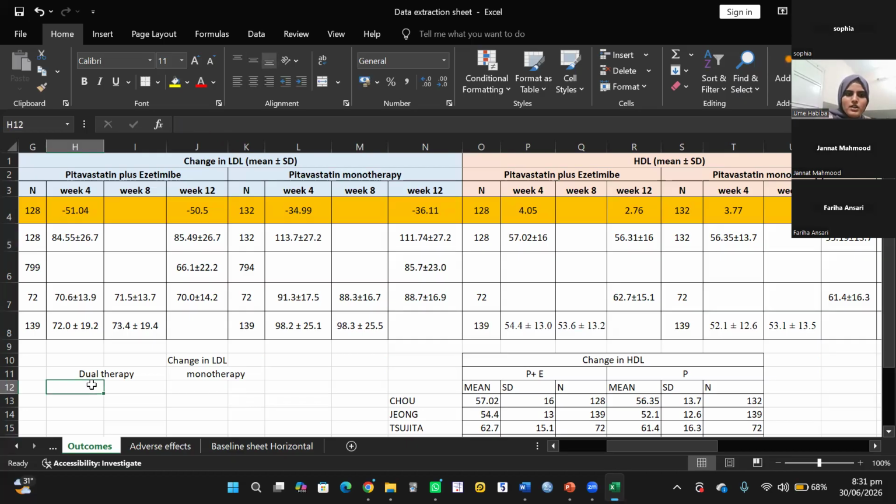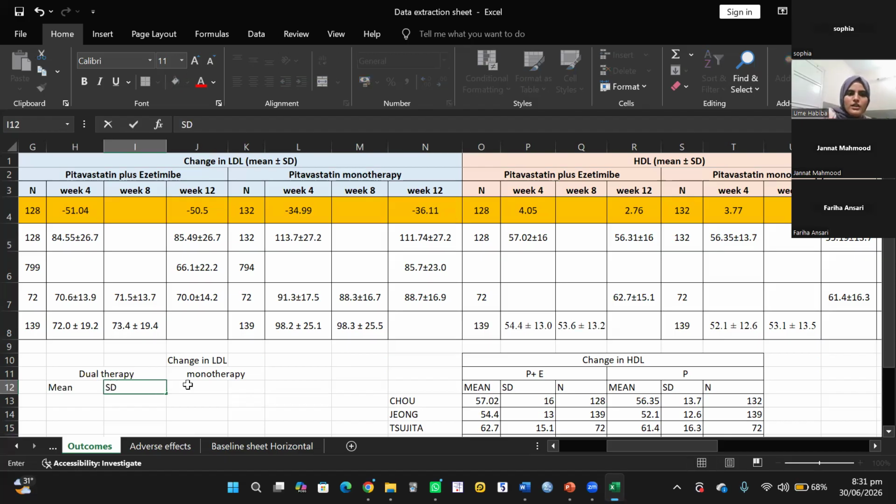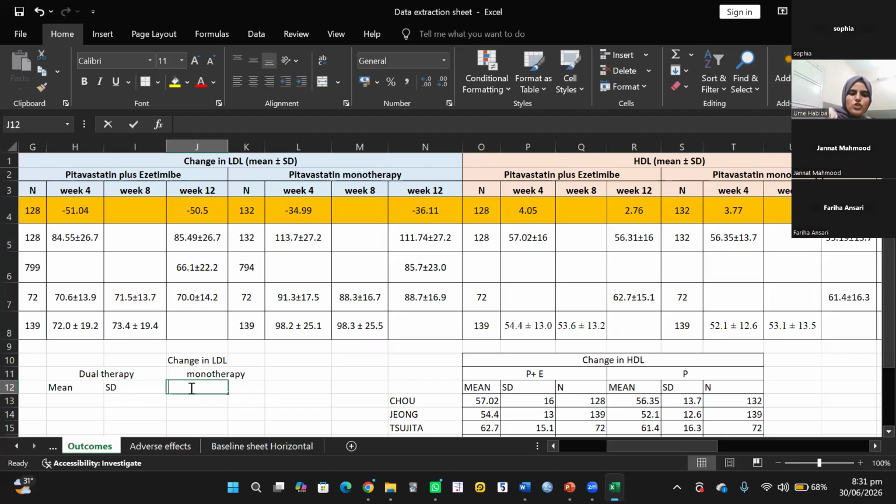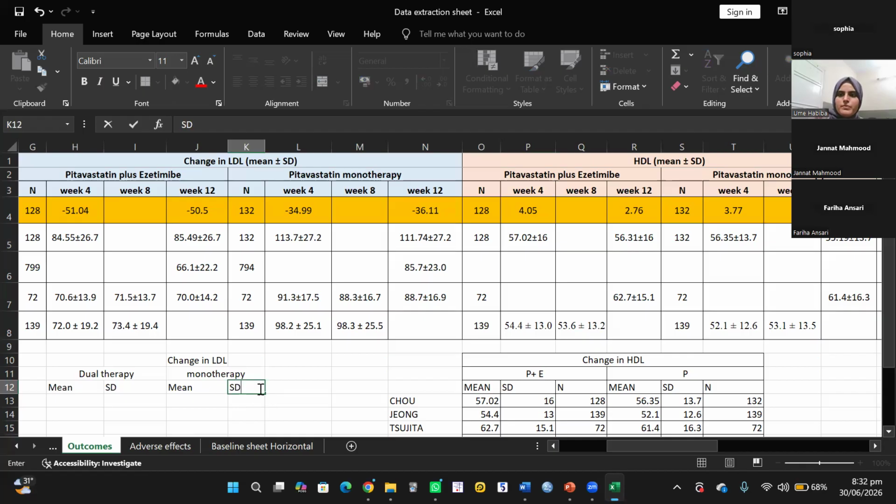So this column would be for my mean, and the other column under dual therapy would be for standard deviation. Again, for monotherapy, I would again write mean, because both have different numbers, and again standard deviation. Right? Now I've made the columns. I'll just put the numbers. So see, this is the outcome. These 2 are under the 2 groups. This is the intervention group and this is the control group.